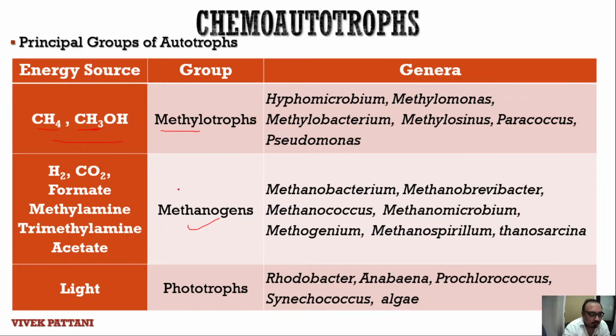The examples are Methanobacterium, Methanobrevibacter, Methanococcus, Methanomicrobium, Methanogenium, Methanospirillum, Methanosarcina. And the light ones, which are phototrophs, which we have already studied: Rhodobacter, Anabaena, again Prochlorococcus, and Synechococcus, and some of them are algae, which are not bacteria.